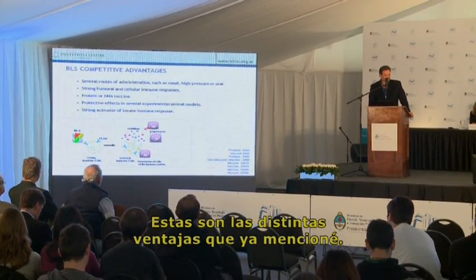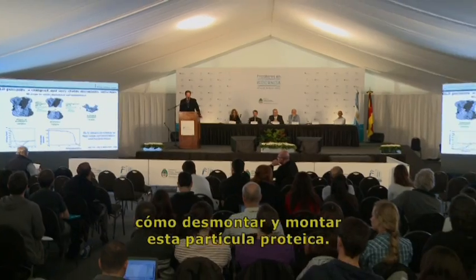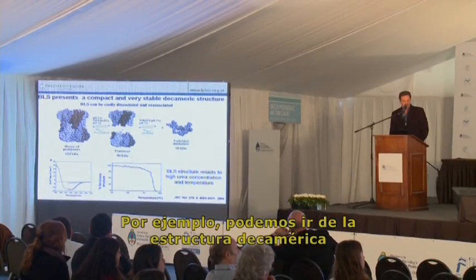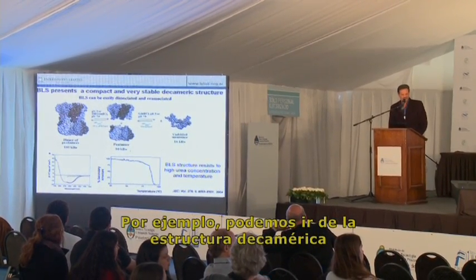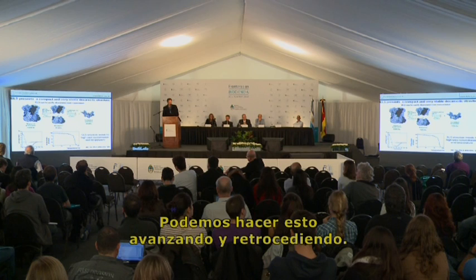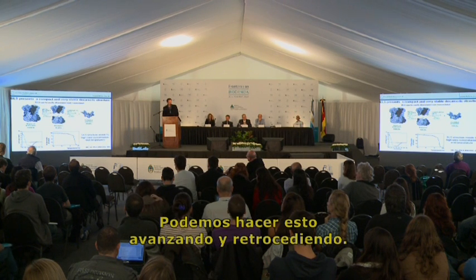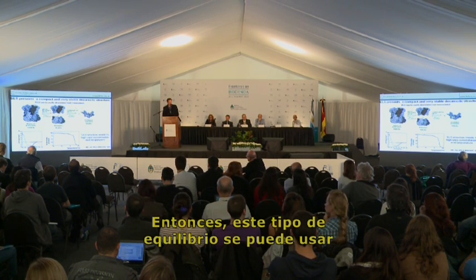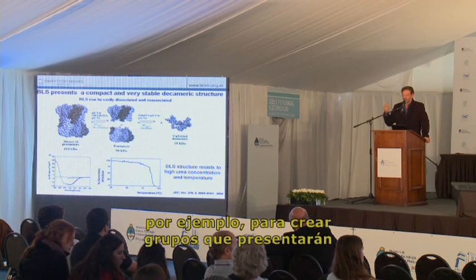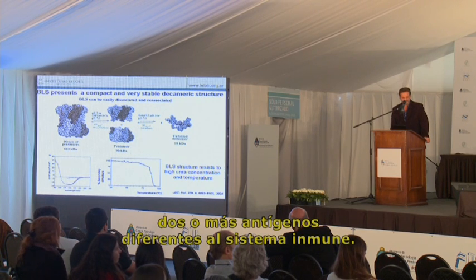These are the different competitive advantages I already mentioned. What we did in the lab also was learn how to disassemble and assemble this protein particle. We can, for example, go from the chimeric structure to a folded pentameric structure, and then to an unfolded monomer, and we can do this going forward and going back. So this type of equilibrium can be used to associate and reassociate the protein particle, for example to create mixed chimeras that will present two or more different antigens to the immune system.